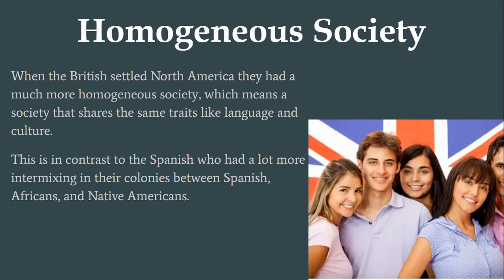When the British settled in North America, they had a much more homogeneous society than the Spanish or French colonies. A homogeneous society means a society that shares the same traits like language and culture. This is in contrast to the Spanish, who had a lot more intermixing in their colonies between Spanish, Africans, and Native Americans.